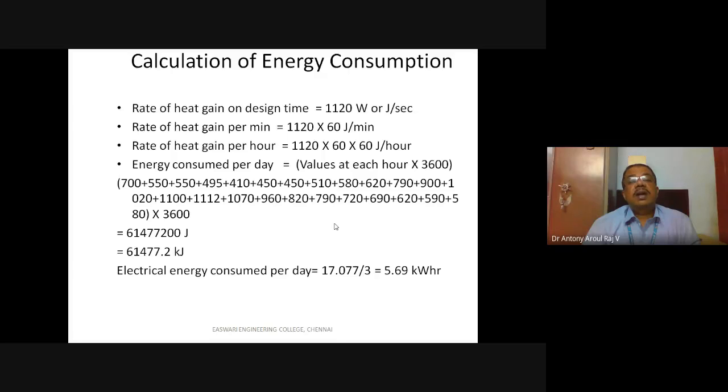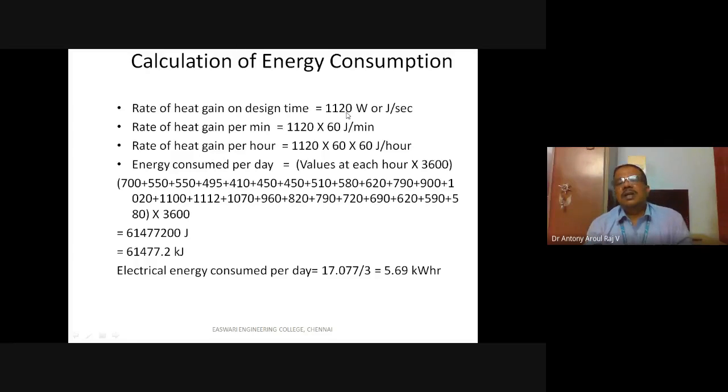The most important thing I want to discuss is that whatever we are getting is the rate of heat gain, and we should understand that. In the heat load, whatever grand total heat or tonnage we are calculating, it is the rate of heat gain only. You can always convert that into joules per minute or joules per second. That is watts. So here it is 1120.